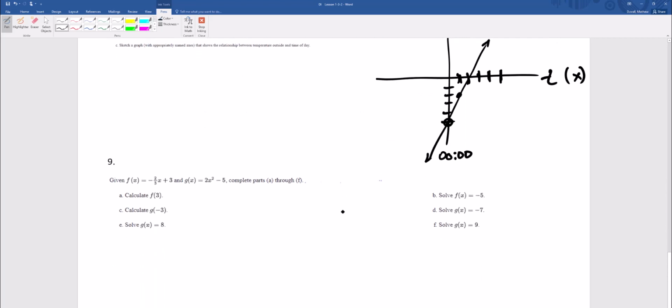The next one, it says, given these two functions, complete parts a through f. So calculate f of 3 means you plug in 3 into your function. Now if it says solve f of x equals negative 5, that means you set it equal to negative 5. So you're going to say negative 5 equals negative 2/3 x plus 3, and then you're going to solve for x.